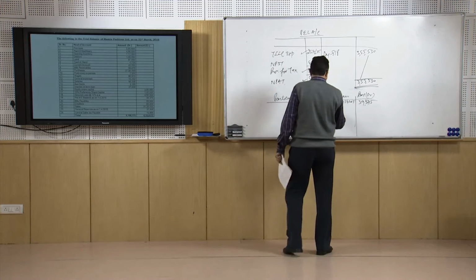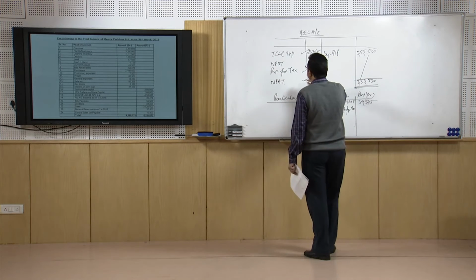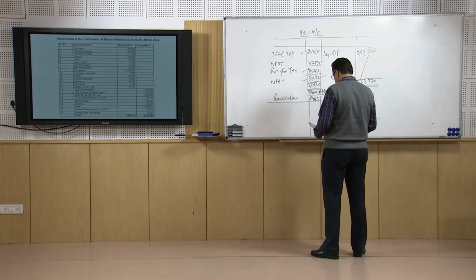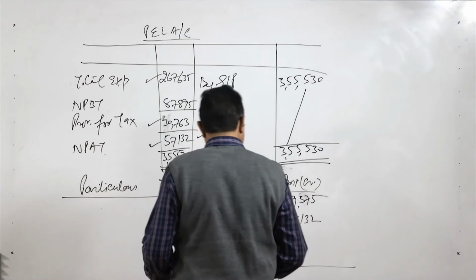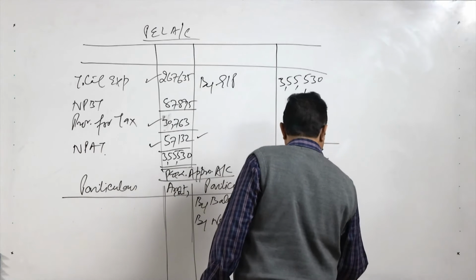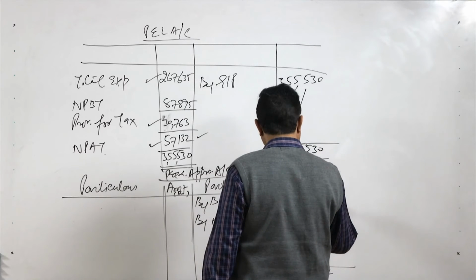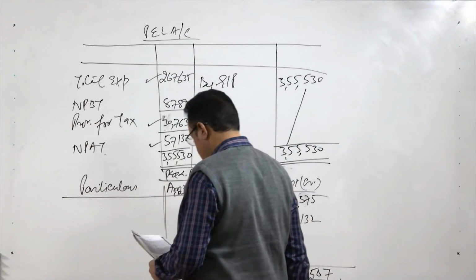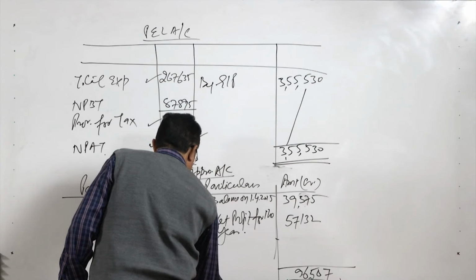Then by net profit for the year, that we have calculated here, that is 57,132. So this is the total profit we have earned, and the total profit works out as 96,507.